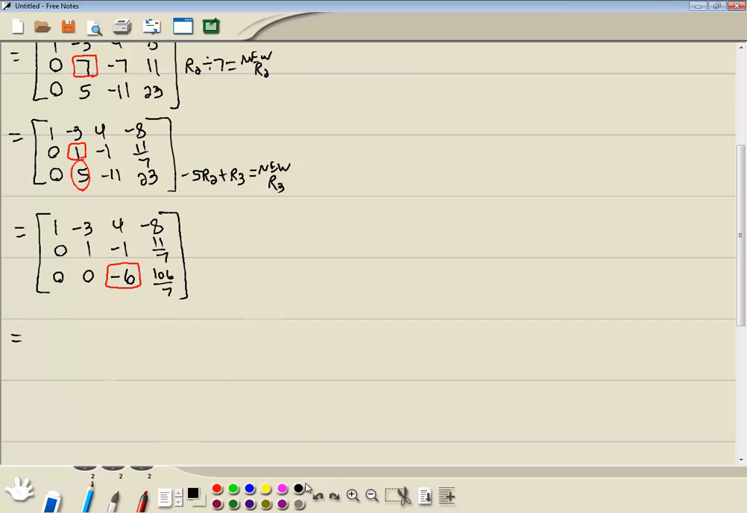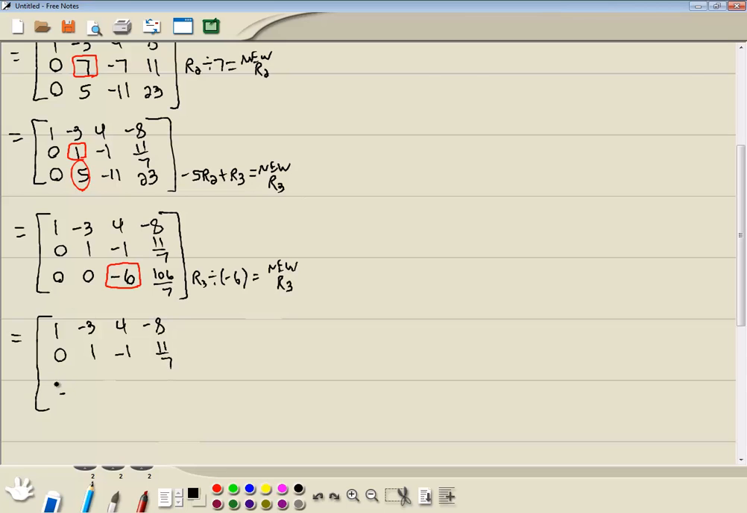So what we can do is multiply or divide everything in this row by -6. So we'll take row 3, divide by -6, and that equals our new row 3. You have to be careful when you're doing division involving fractions. If I'm plugging this in my calculator, well, let me get to that point first. 1, -3, 4, -8, 0, 1, -1, 11 sevenths.